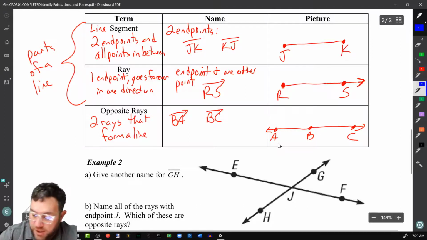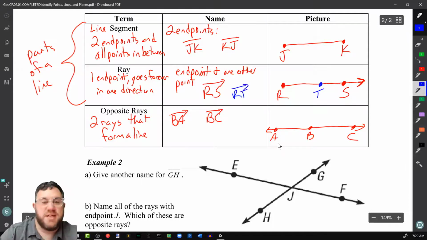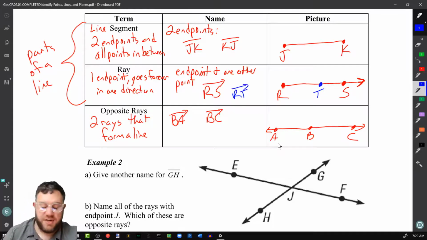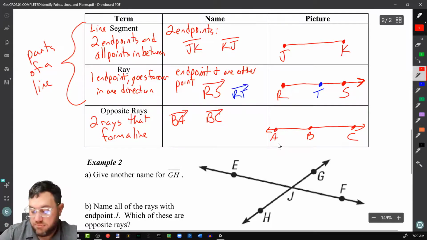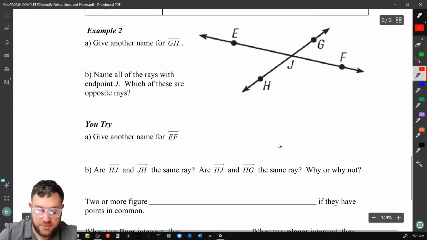Another thing about rays, if we had another point here, we could also call this ray RT. That's the same thing. Because it goes forever, it includes T and S. We'll deal more with that as we come to those.